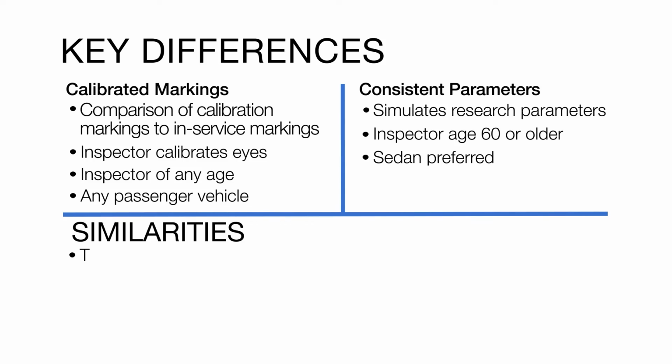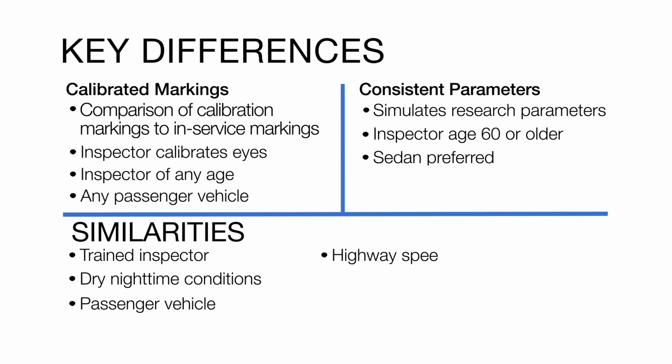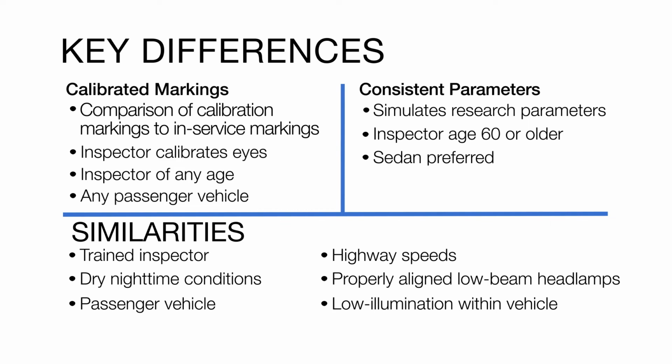Both methods use inspectors who view the markings during dry conditions at night from a passenger vehicle traveling at highway speeds with headlamps that are properly aligned and set at low beam illumination. While the inspector in both cases will need some type of light for taking notes, it is best to keep interior lighting in the vehicle as similar to normal nighttime driving conditions as feasible.